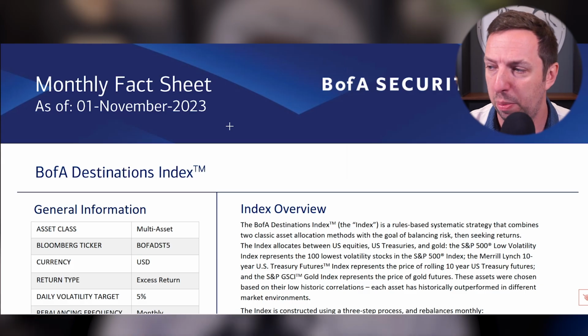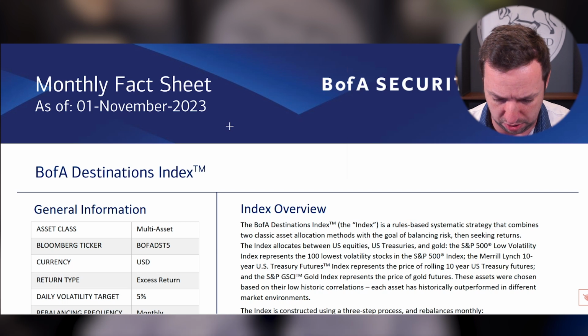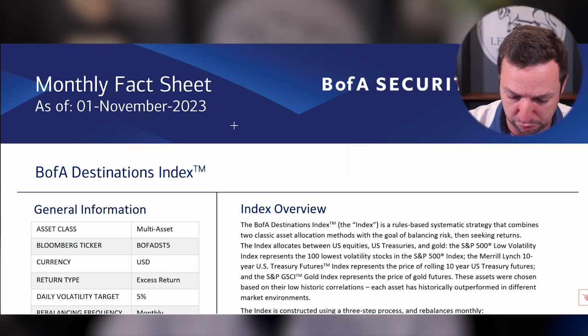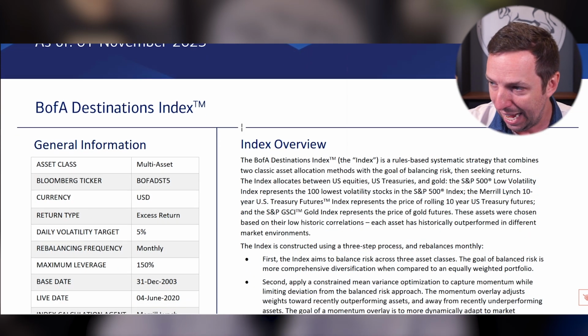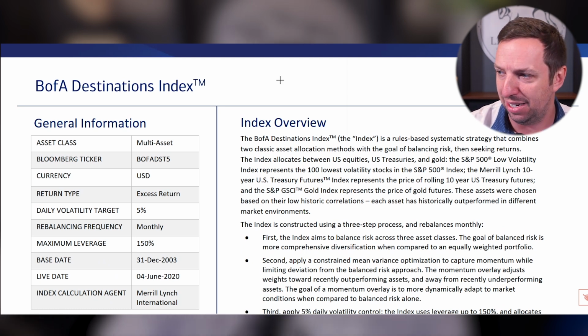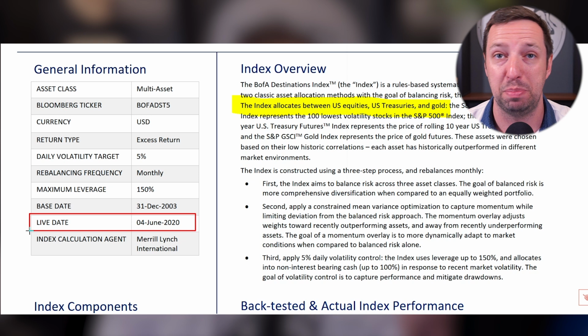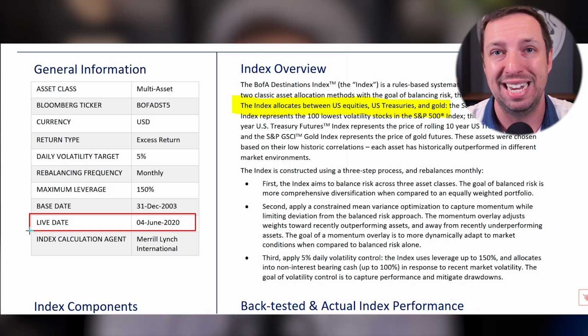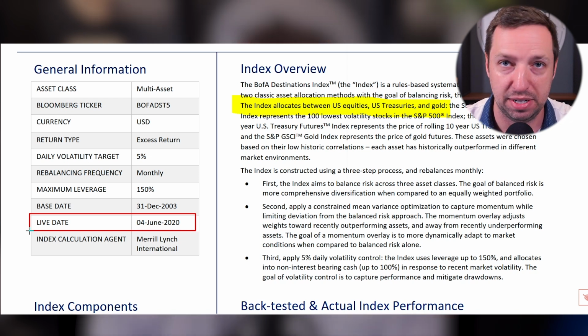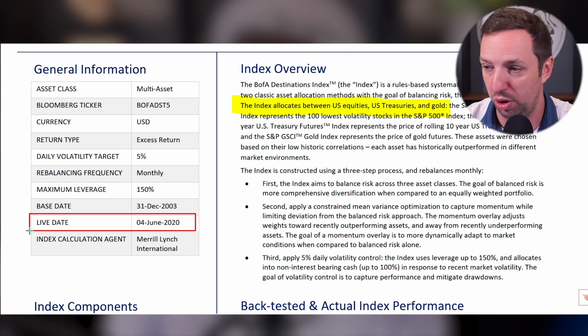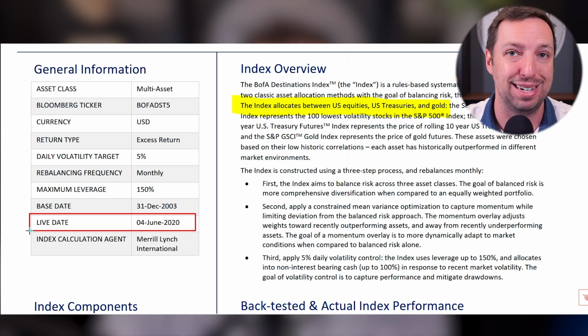Check this out. So our Bank of America index is a little bit unique in that it is a mix of gold, treasury, and equity. So this would be a multi-asset index. The index allocates between equities, treasuries, and gold. Sounds great. Sounds like something that I might like to own. This index started in 2020, so June of 2020. So again, we looked at the best, the worst, and the most recent 10-year period. Does it have that? No. It doesn't, because it was started in 2020. It has a 3-year track record, not a 10-year track record.